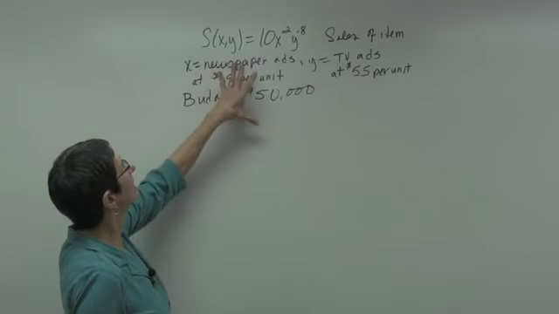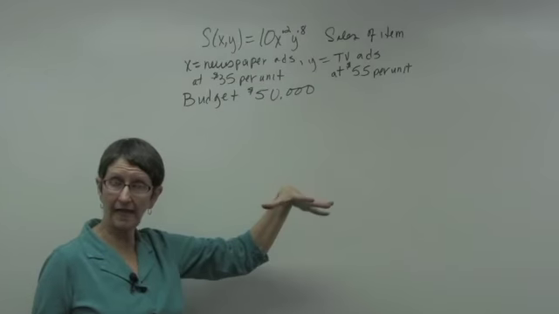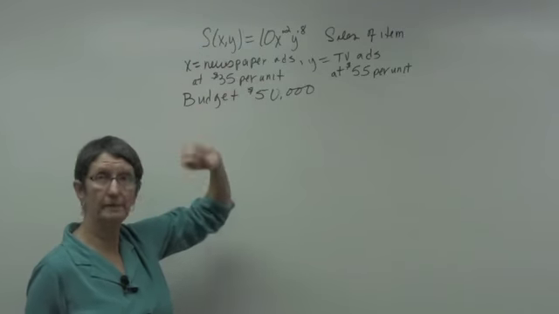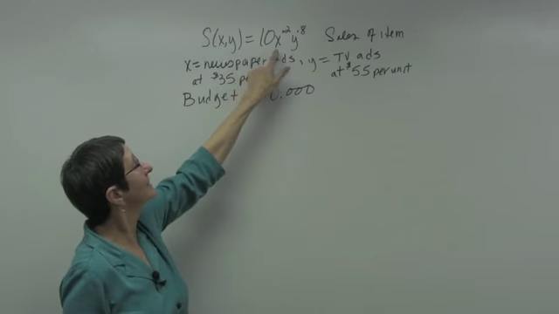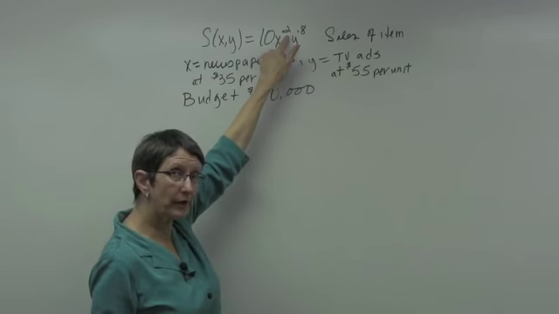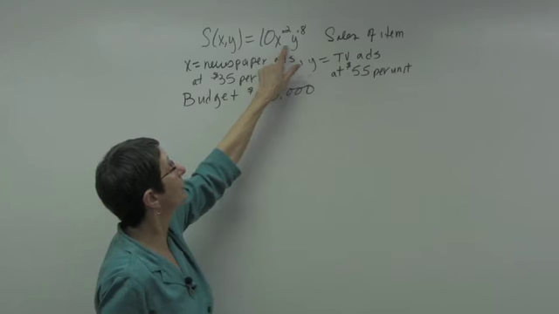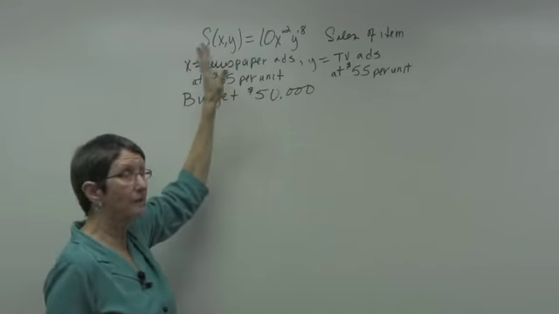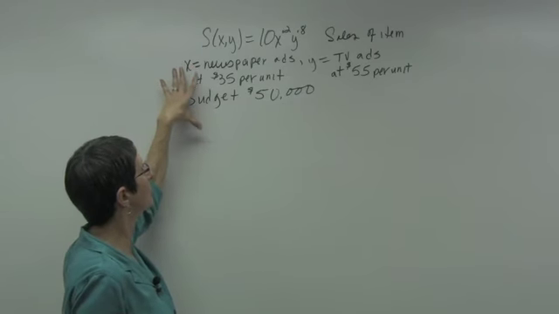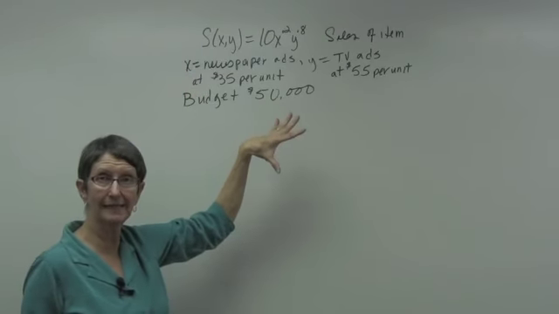This is a function about the sales of an item or items that a company produces. The sales, 10 times x raised to the 0.2 power times y raised to the 0.8 power. Those are the weekly sales based on the amount of spending on newspaper ads and television ads.